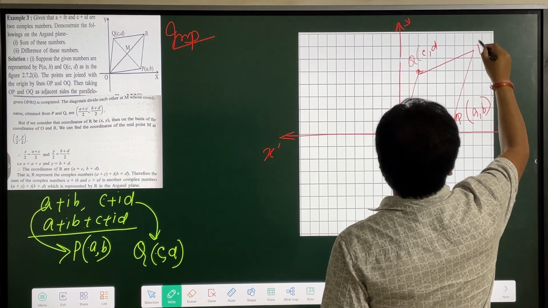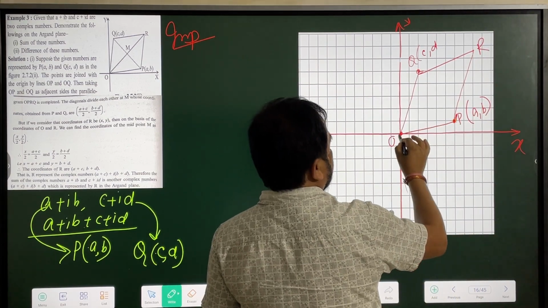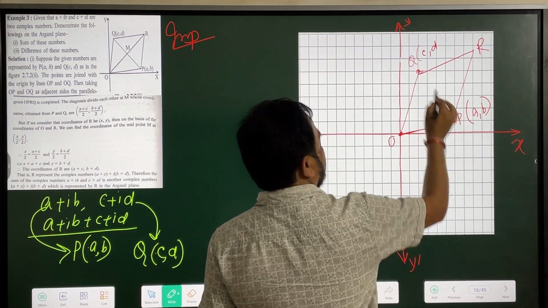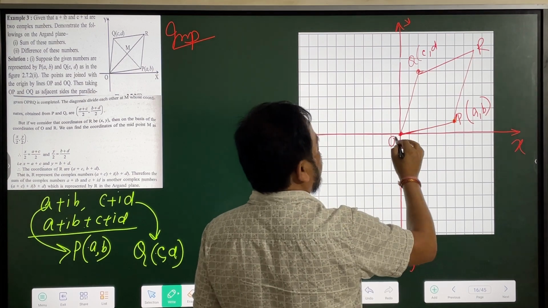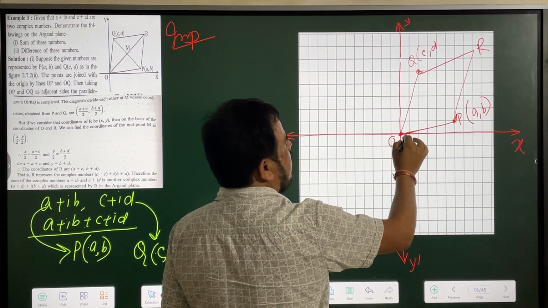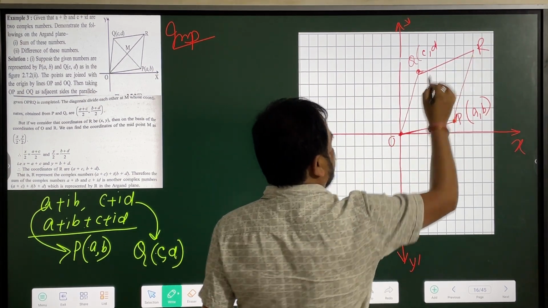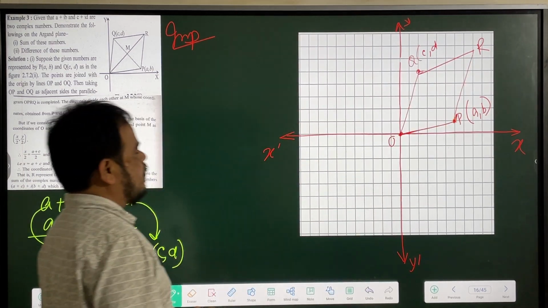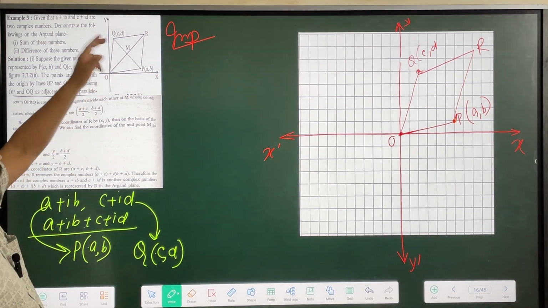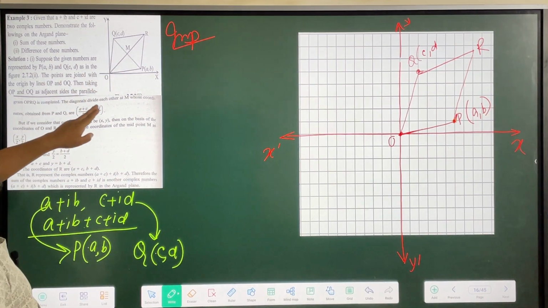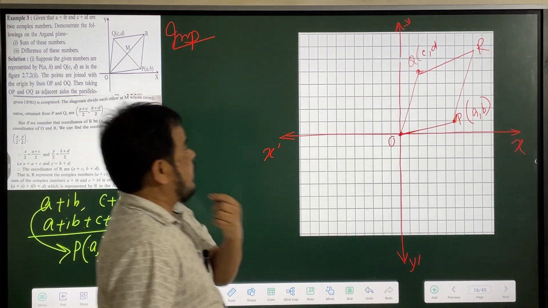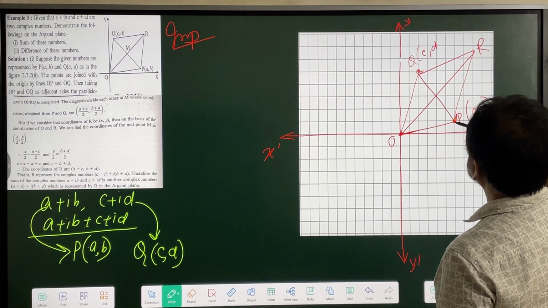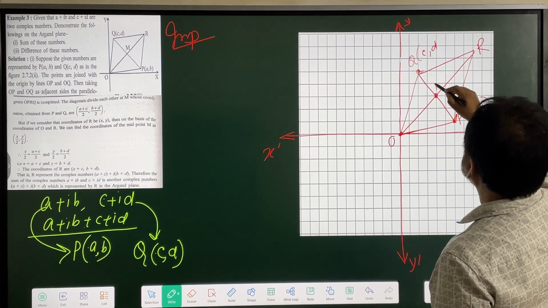So with OP and OQ, we have got P and Q from the complex numbers, and we have joined OP and OQ. After that, we draw this line segment parallel to this one, so that it becomes a parallelogram. The diagonals divide each other. This is a diagonal, this is a diagonal, and this is M.